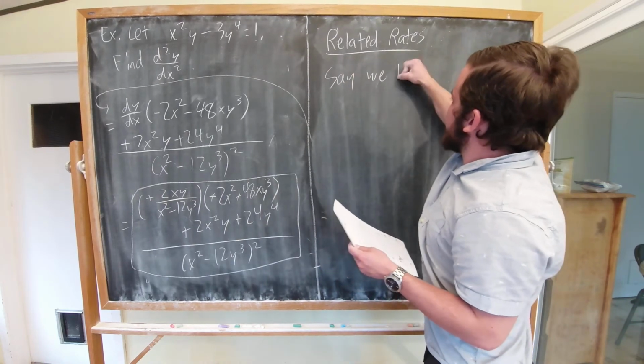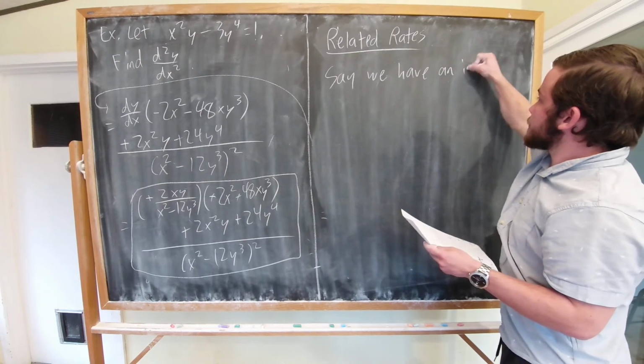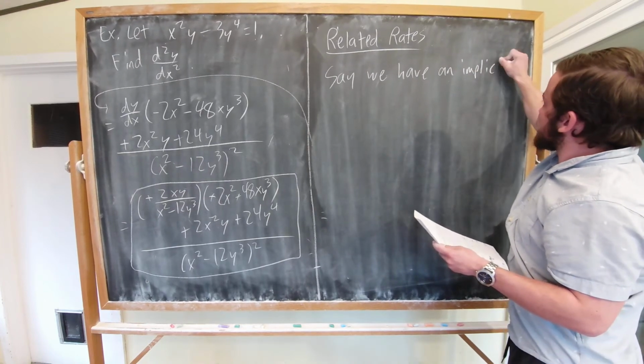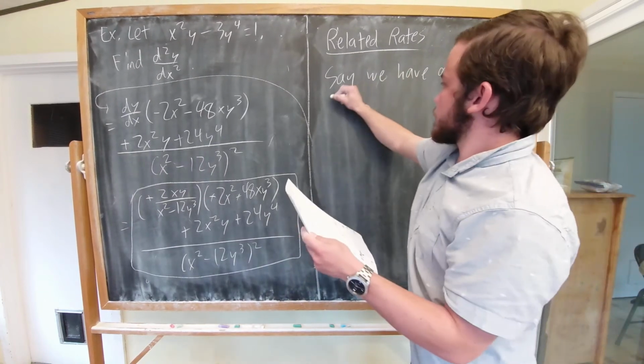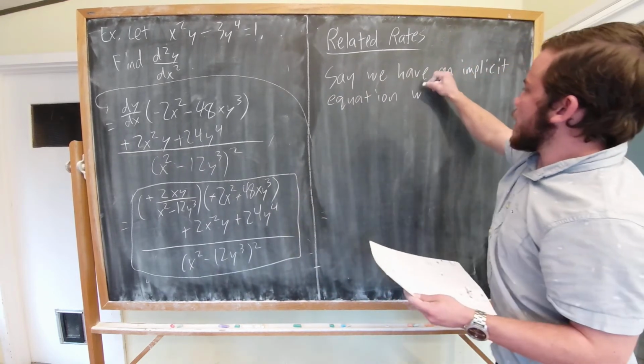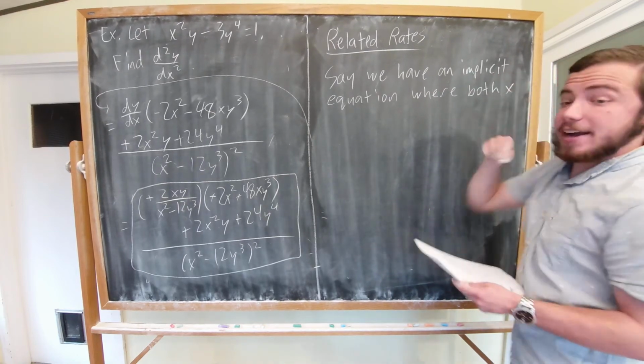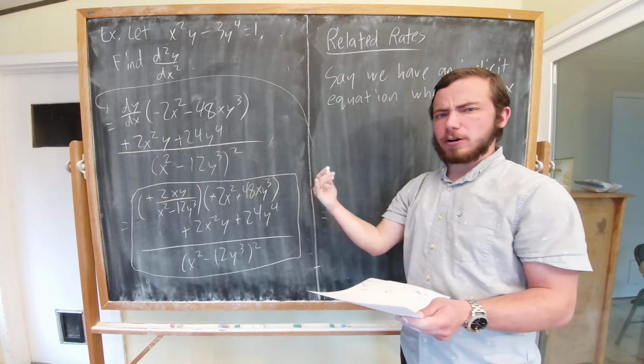Say we have an implicit equation where both x and y depend on a third variable.